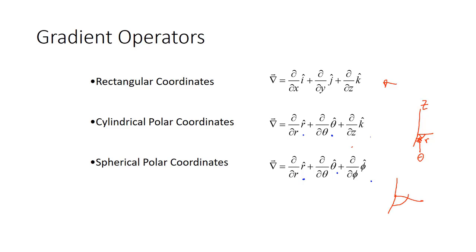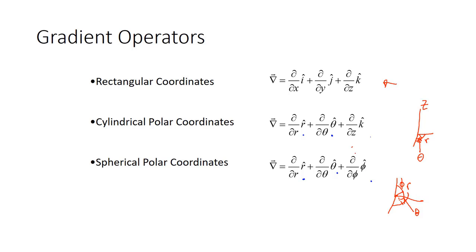When you think of spheres, at some point we have a radius r, an angle from the z-axis, which is phi, and an angle of the projection onto the xy plane, which is our theta.